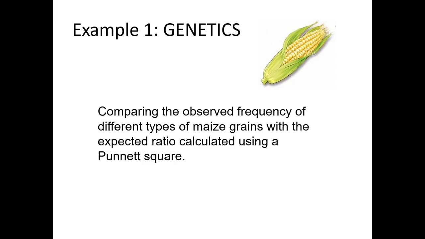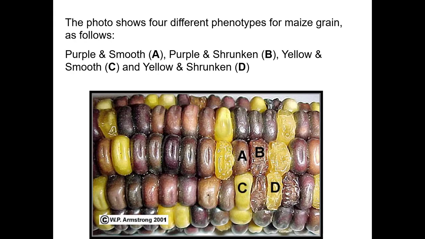So in this instance, we are comparing the observed frequency of different maize grains with the expected ratio calculated using a Punnett square. In this photo, it shows 4 different types of phenotypes for maize grains. Category A is purple and smooth. Category B is purple and shrunken. Category C is yellow and smooth. Category D is yellow and shrunken.